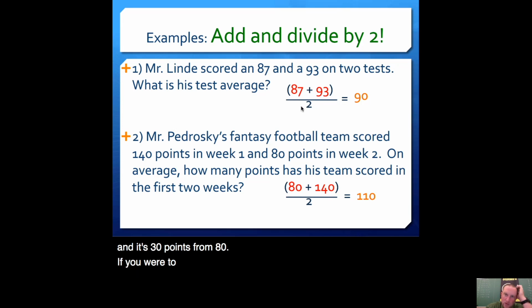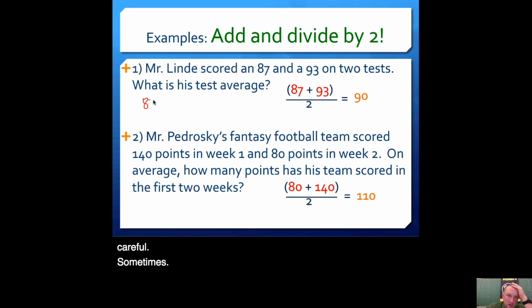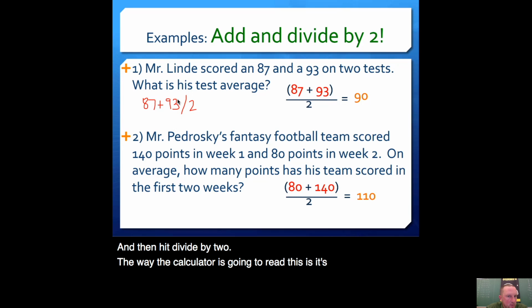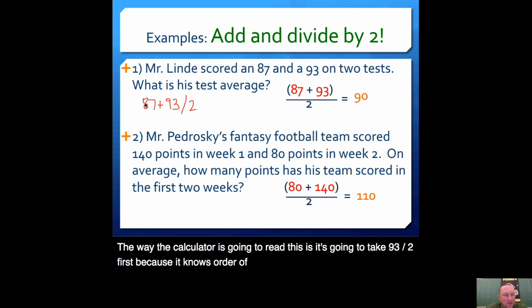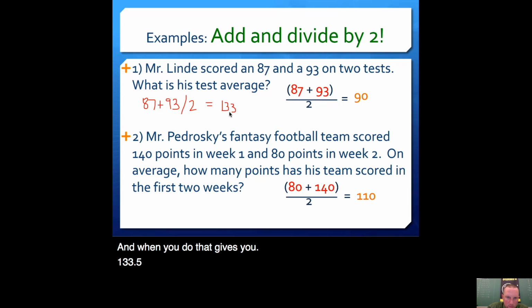If you were to type this into your calculator, you need to be very, very careful. Sometimes, if you just type in 87 plus 93, and you don't put it in parentheses, and then hit divide by two, the way the calculator is going to read this is, it's going to take 93 divided by two first, because it knows order of operations, and then add 87. And when you do that, that gives you 133.5.